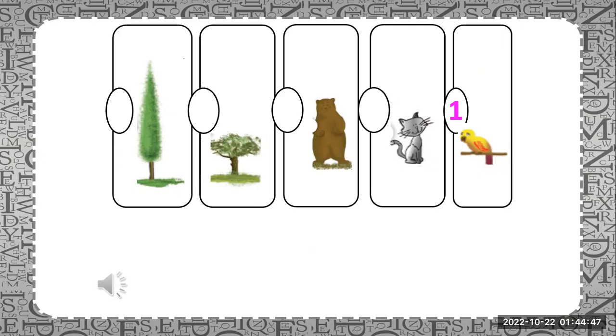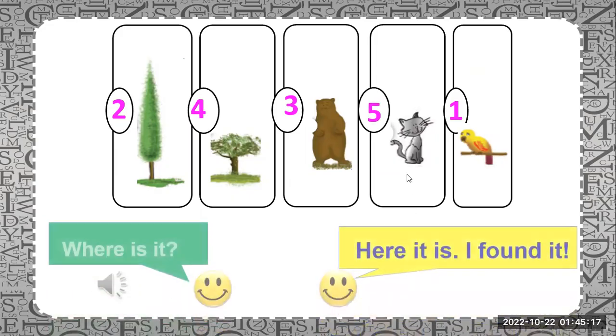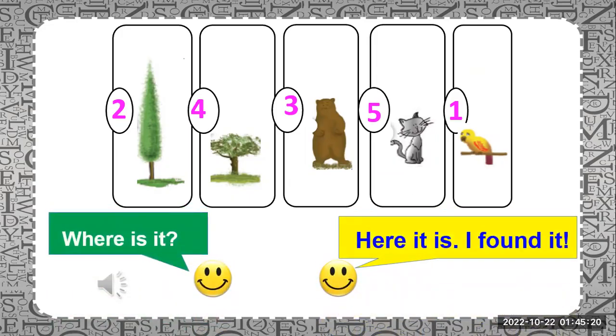Can you find a small bird? Yes. Where is it? Number one. Here it is. I found it. Can you find a tall tree? Yes, here it is. I found it. Can you find a fat bear? Yes. Where is it? Here it is. I found it. Can you find a short tree? Yes, here it is. I found it. Can you find a thin cat? Yes. Where is it? Here it is. I found it. Okay, good.